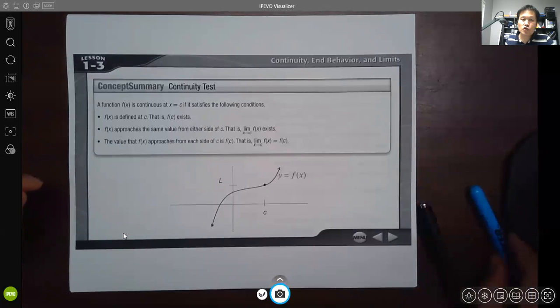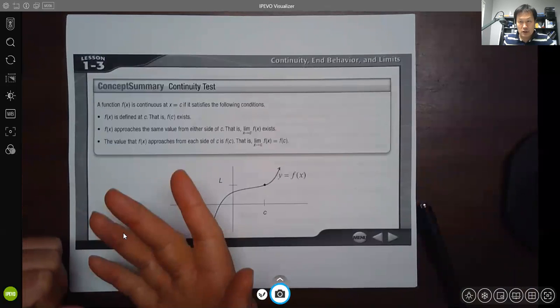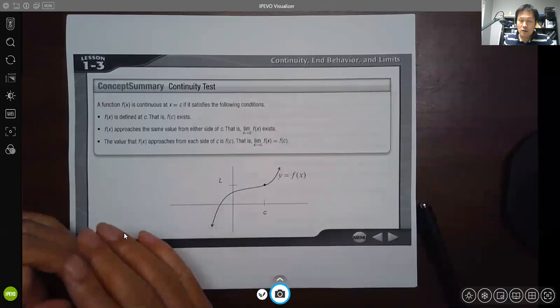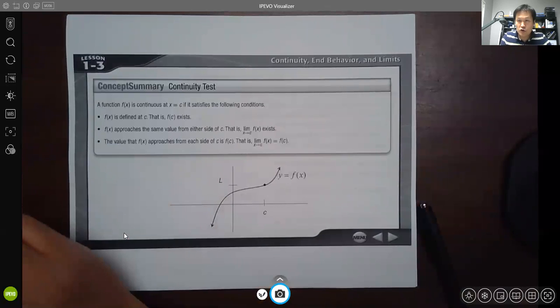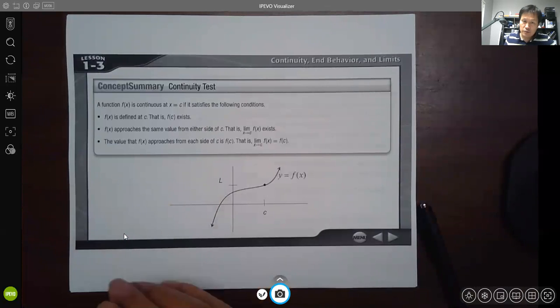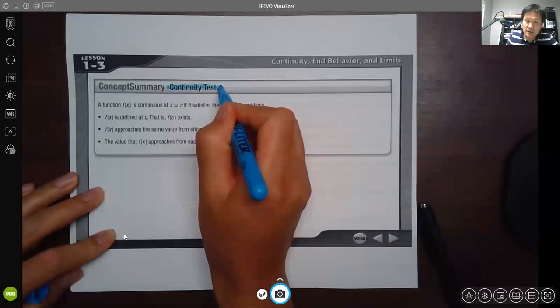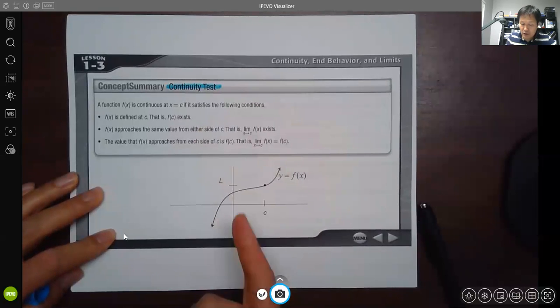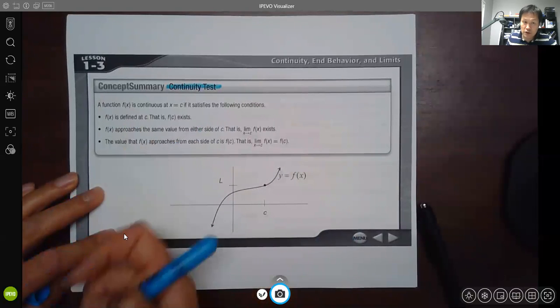Okay, it's called a continuity test. It's pretty easy for us to tell continuous or discontinuous when graphs are available. You just look at the graph, it's pretty simple to tell. Well, algebraically, how do we verify whether it's discontinuous or continuous? It's called a continuity test. And you need to memorize these three conditions.